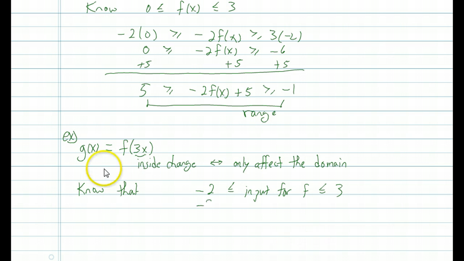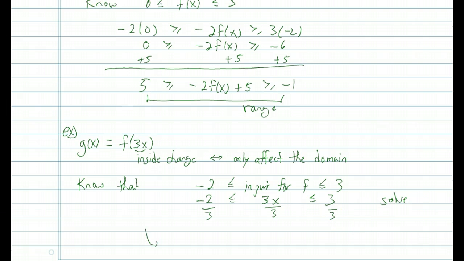Our input this time is 3x, so we've got to put 3x in the middle. And then what we're going to do is solve for x. To solve for x here, you've got to undo the multiplication. You're going to divide by 3, left, right, and middle. And that gives us your domain. Negative 2/3 is the left endpoint. The right endpoint is 1. And that's our domain for this transformation.